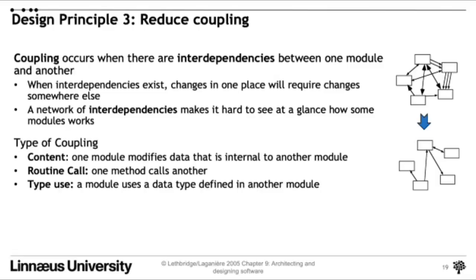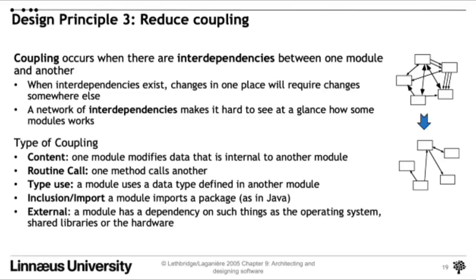Okay, and this can be, for example, when you use a class which is defined in a specific package outside the package that you are in. It can be inclusion or import, when the module imports a package, for example, as in Java, where you import all the different classes of a package. It can be external when the module has a dependency on such things as, for example, the operating system.